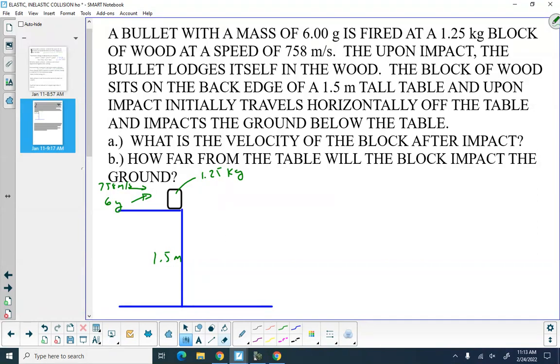We want to know, it's initially stationary. After impact, what's the velocity of the block and the bullet, and then how far on the ground is it going to fall? Because this will hit and then fall to the ground.